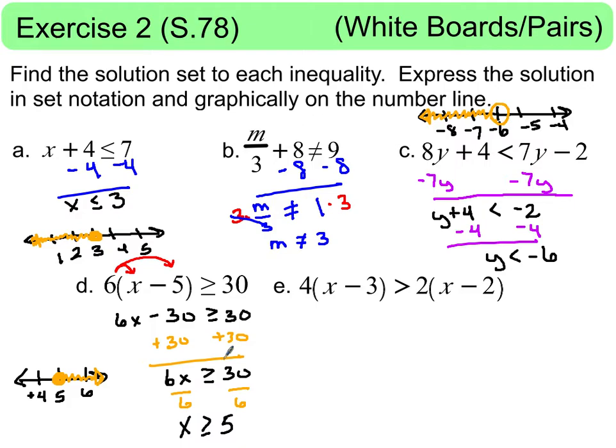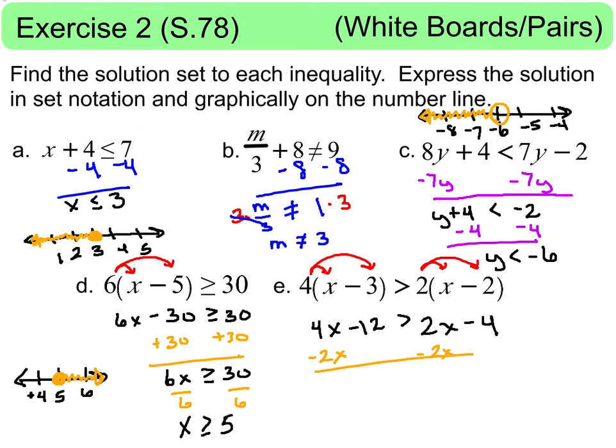When we look at letter E, again, most students will probably start with the distributive property, which is fine. And so we end up with a similar inequality of 4x minus 12 is greater than 2x minus 4. So we'll have the students at that point subtract 2x on both sides.